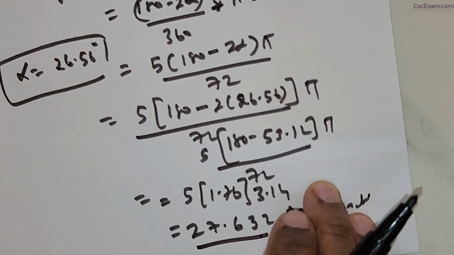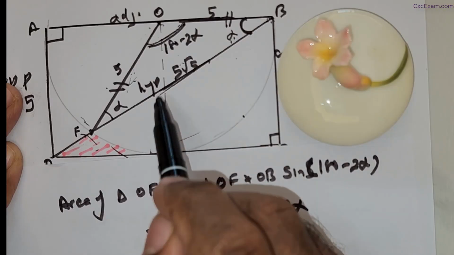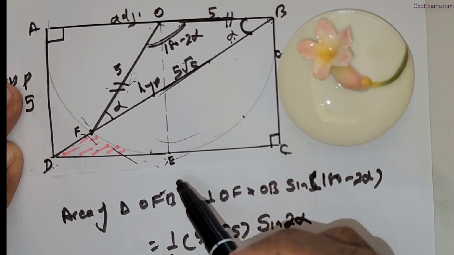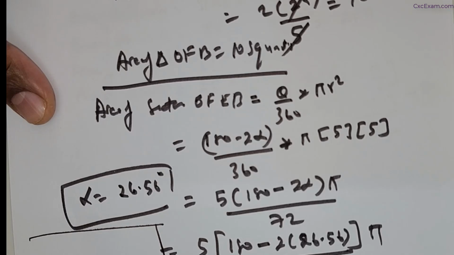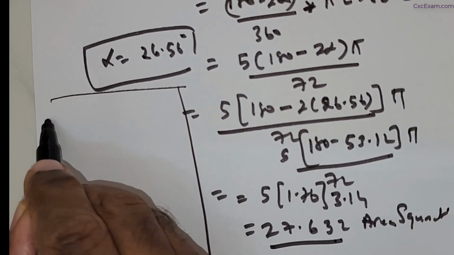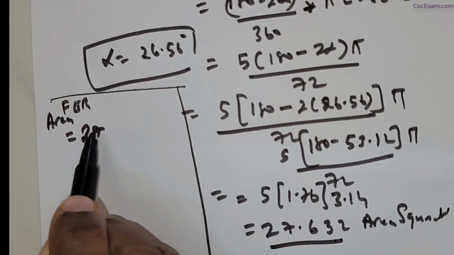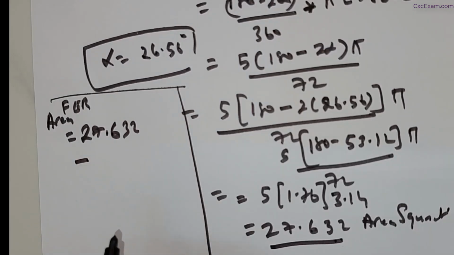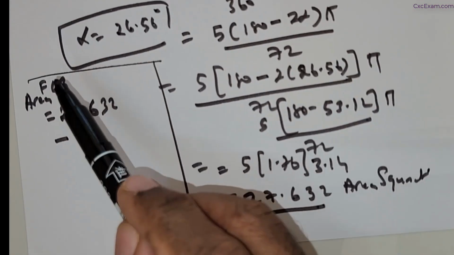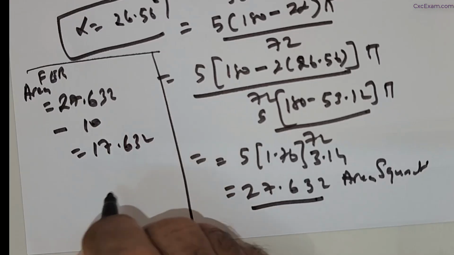This is the sector's area. So what is the requirement? From the area of the sector, I take away the area of the triangle, I get FEB, right? So the area of FEB is 27.632. I subtract the triangle area, which is 10, that is going to give me 17.632. This is what I'm getting.